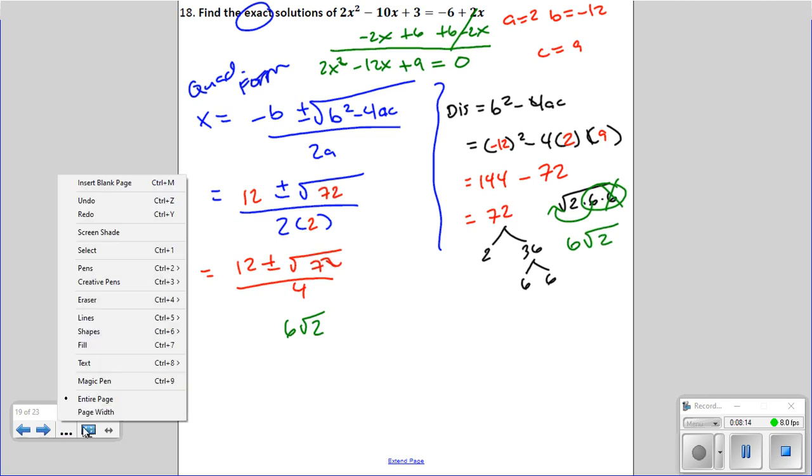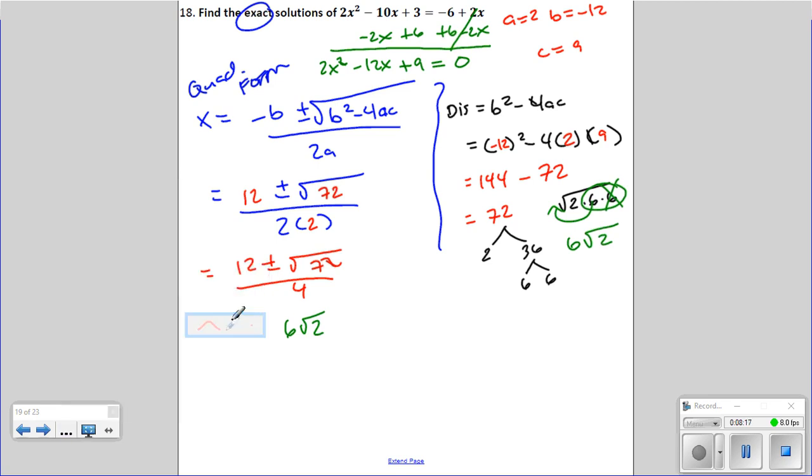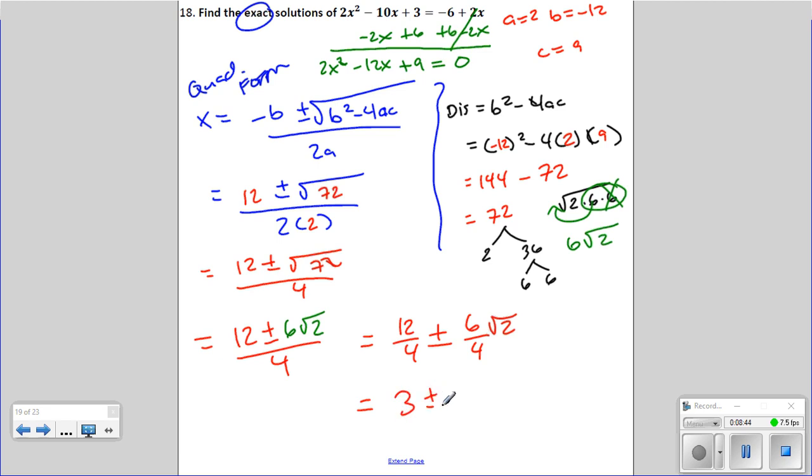Again, leave your answer like this. You're not allowed to use decimals right now. Otherwise, your work is wrong, and that's not an exact answer. So now my last little step I would do is take 12, put it over 4, put your plus minus, then take 6, put it over 4, and your square root of 2 can just be to the side because you're not going to divide that by 4. So 12 divided by 4 is 3. 6 divided by 4 is 3 over 2. And then square root of 2. And leave your answer just like that. And you found the exact solutions.